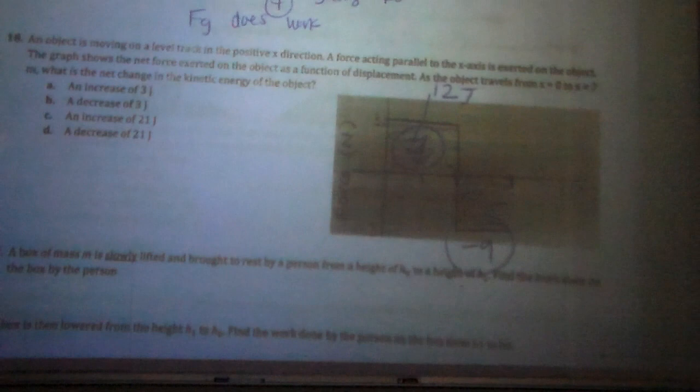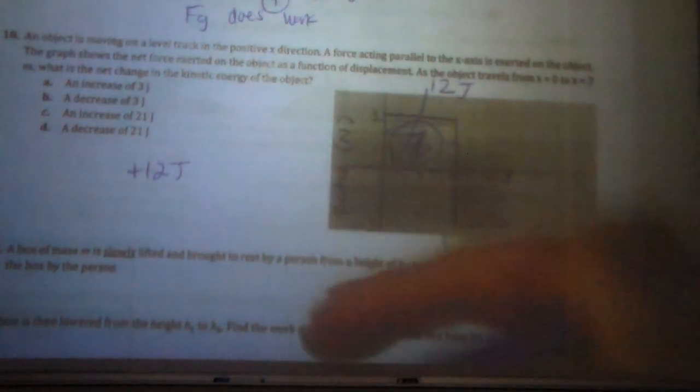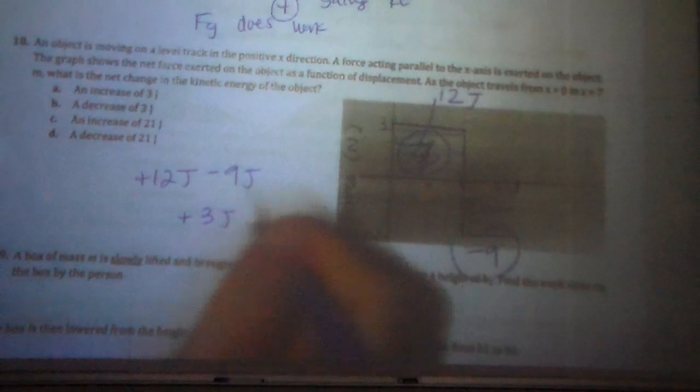Wow, embarrassing. All right, so I'm gaining 12 joules. This is negative because it's actually below the graph, and I'm losing 9 joules. So then overall, I must have gained 3 joules. So increase in 3 joules.